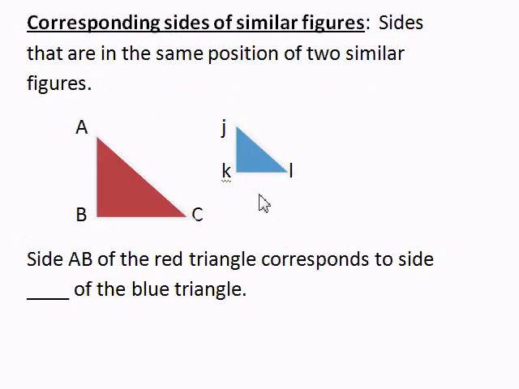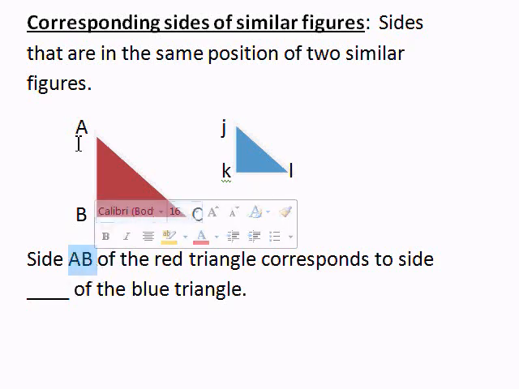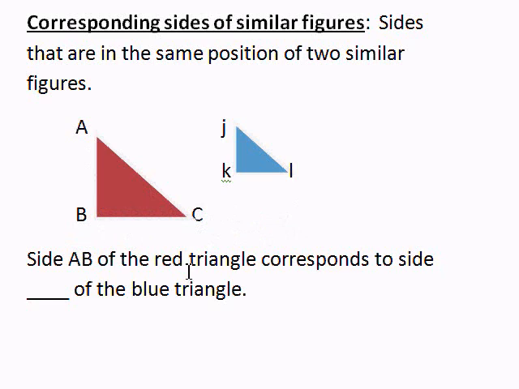which leads us to corresponding sides of similar figures. They're sides that are in the same position of two similar figures. Side AB, that would be from here to here, of the red triangle corresponds to side what of the blue triangle? Well, A to B goes along this side, which corresponds to JK of the blue triangle.